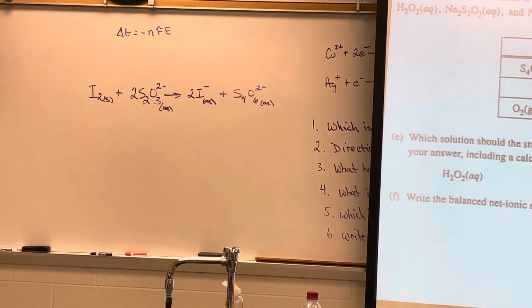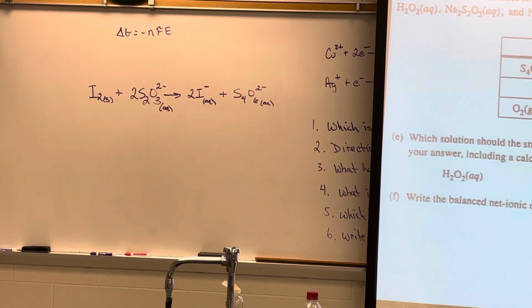Yes, ma'am. So when we're justifying our answer, we would say I2 needs to be reduced, so we'll use the solution with the lower E cell. And then, okay, circle the answer below, justify your answer, including a calculation for E cell. So you calculate E cell, that's the biggest justification, okay? And then you say this would be the only one to give a positive or thermodynamically favorable reaction.